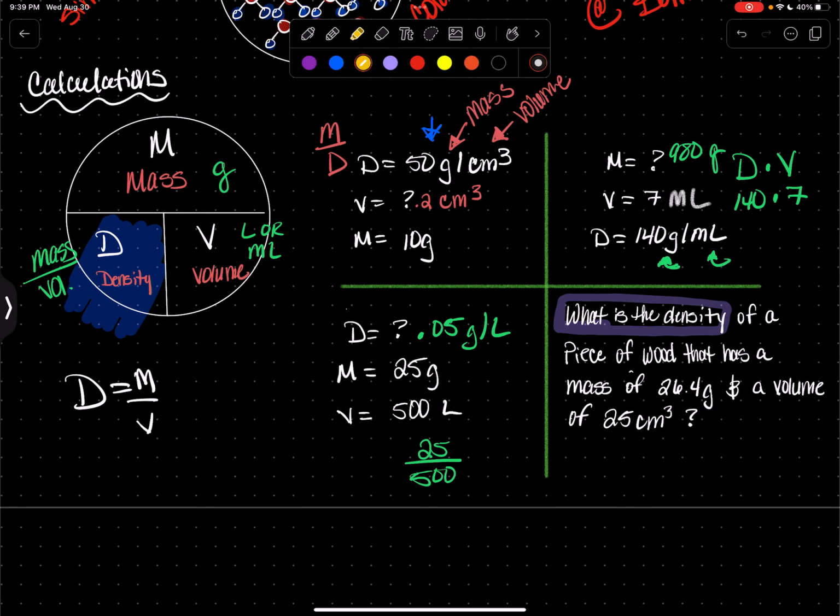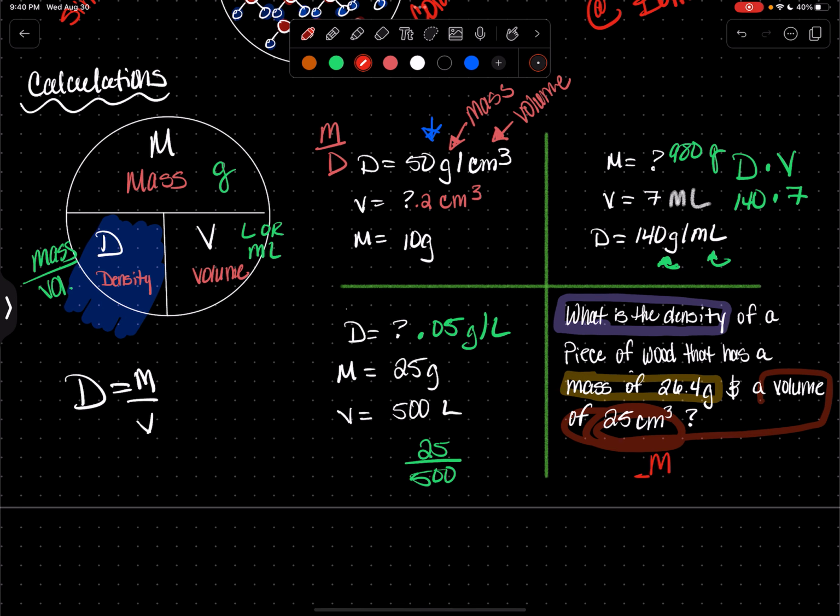But let's go back and see what else we got. I need two pieces of information, a mass and a volume. So I have a piece of wood that has a mass of 26.4 and a volume of 25 centimeters cubed. I'm covering my D over here because I don't have my info. So I'm going to do mass over volume here. Well, I'm given in my yellow, mass is 26.4 grams. And I'm given over here in my red that the volume is 25 centimeters cubed. Plugging and chugging and pulling that information from my word problem.